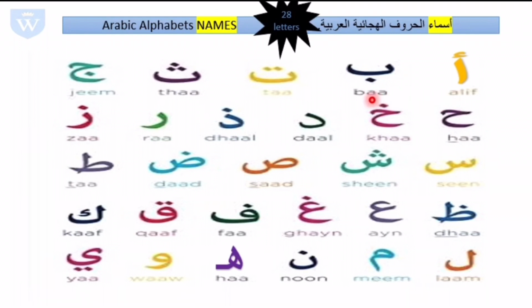Alif, Ba, Ta, Tha, Jim, Ha, Kha, Dal, Zal, Ra, Zay, Sin, Shin, Sad, Dad, Ta, Dha, Ain, Ghain, Fa, Qaf, Kaf, Lam, Mim, Noon, Ha, Waw, Ya.